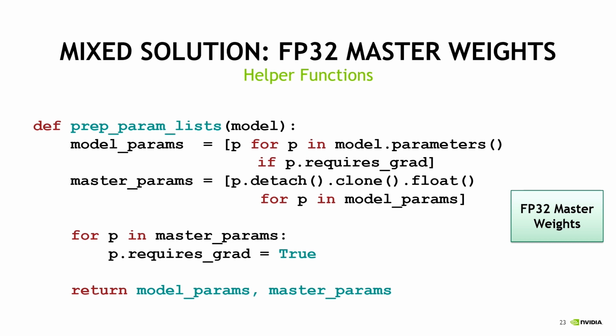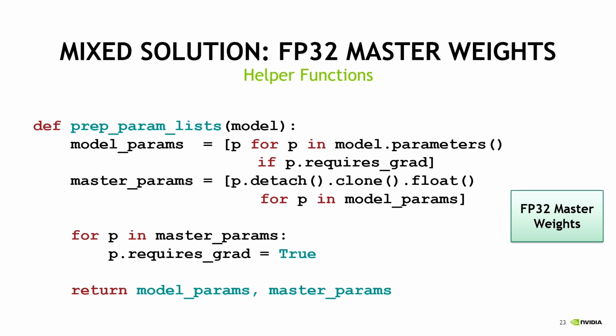That way, the next time you run the model, you're going to have the updated weights. So for this, we have a little helper function. What our helper function does is it's going to take your model. You're just going to send your model to this function. It's going to grab all of the parameters from that model and create a new copy that's in FP32. So what it's going to return is a list of your model parameters. That's the original FP16 model parameters. And it's also going to return a new master copy of the parameters, which are in FP32.